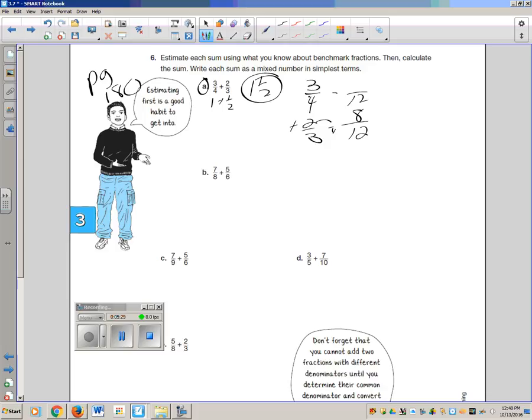4 times 3 is 12. Whatever I do to the bottom, I've got to do to the top. 3 times 3 is 9. The denominator stays the same. Add my numerators. I get 17.